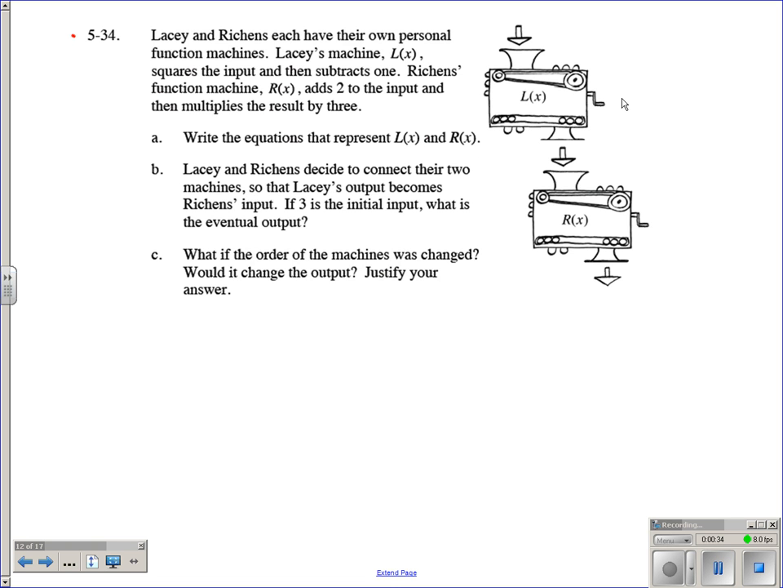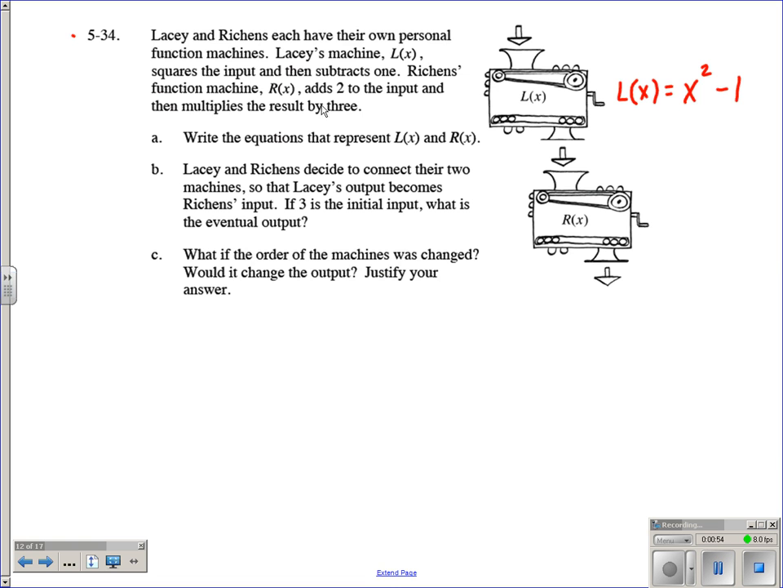So let's do that over here. So for our function for Lacey, it says that her machine squares the input and then subtracts 1. So we're looking at our input is x, so we're going to square it and then subtract 1.